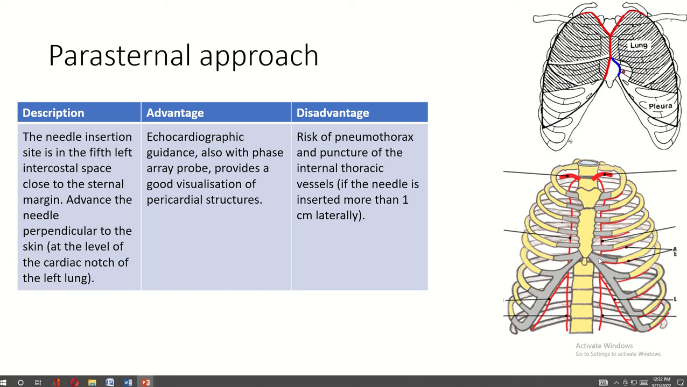And one of the advantages is that you can use echocardiographic guidance to visualize the pericardial cavity. And there is a risk of pneumothorax and puncture of the internal thoracic artery if you insert the needle lateral to the lateral margin of the sternum.